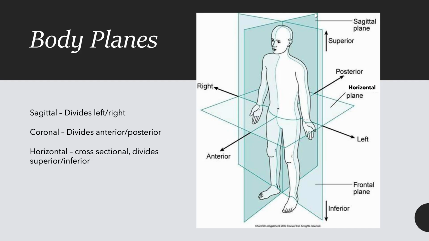And then we also have a sagittal plane that's going to divide the body into left and right parts. If it's a mid-sagittal plane, then it's going to divide the body into left and right halves. If it's parasagittal, off to the side, then that means it's going to be divided into left and right parts, not necessarily halves.